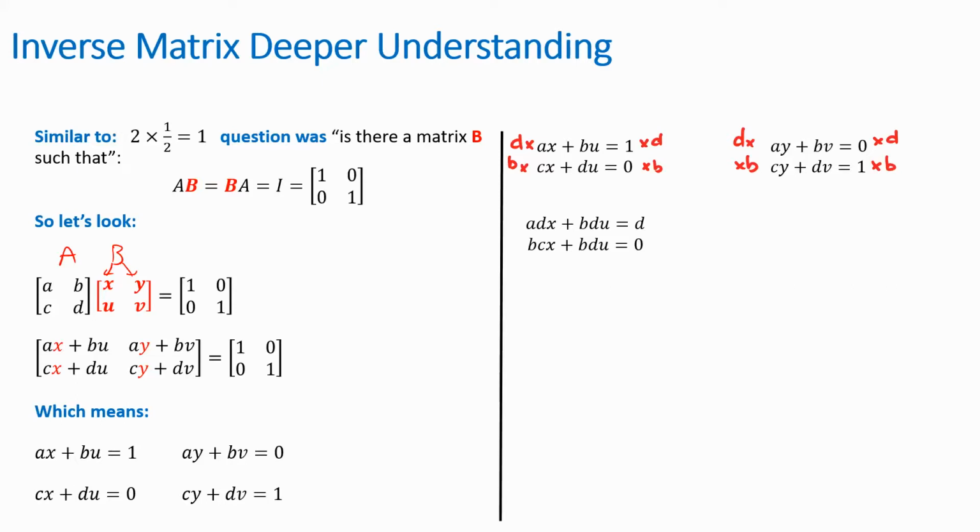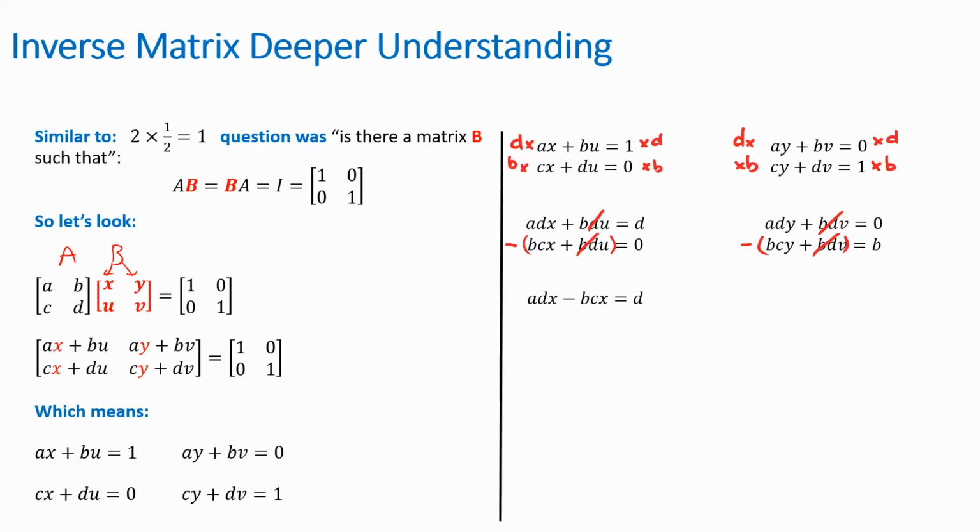Now I can use the elimination method because BDU subtract BDU is going to cancel out. So if I subtract it, I will now have BDU cancels out BDU. D subtract 0 is D. And ADX minus BCX. Now, doesn't that look very familiar to what you've been seeing before? Because AD minus BC. Look at that.